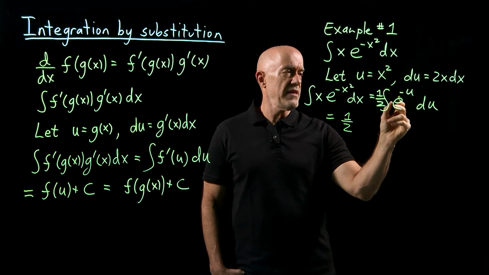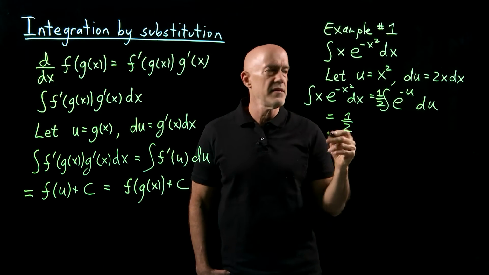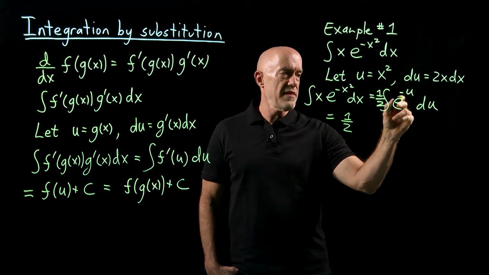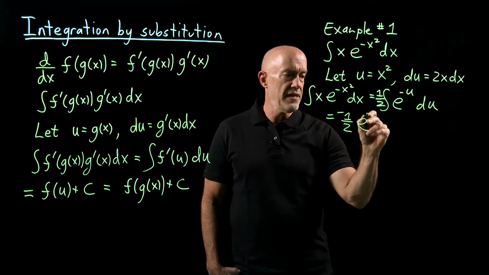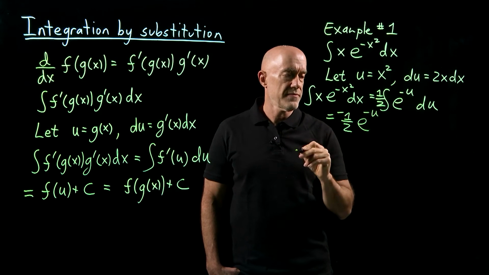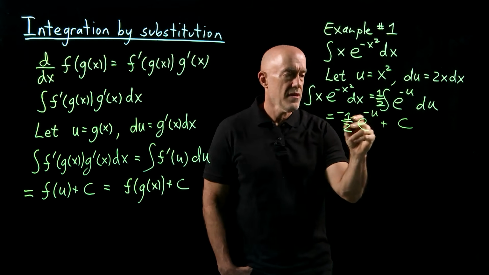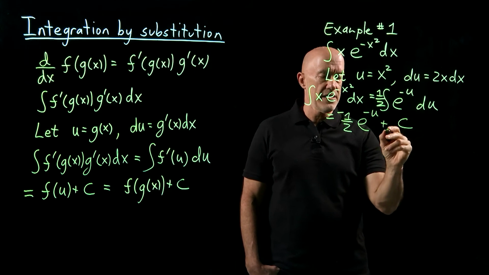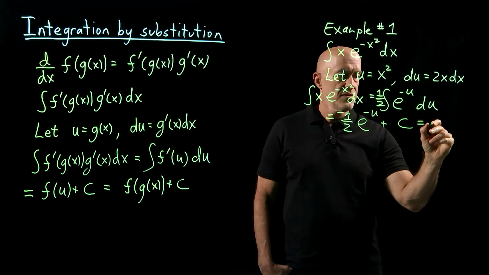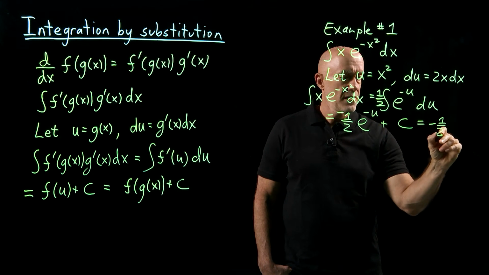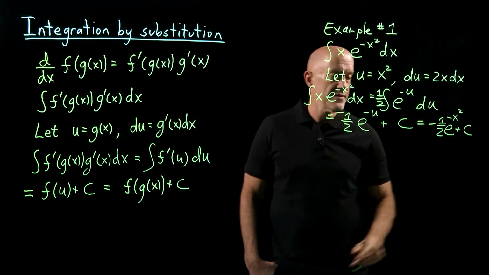Well, the derivative of e to the minus u is e to the minus u times minus 1 using the chain rule. So then the antiderivative here gets a minus sign of e to the minus u. And then, of course, we add a constant. So then we can resubstitute in the value of u. So u is x squared. So it's minus 1/2 e to the minus x squared plus a constant.